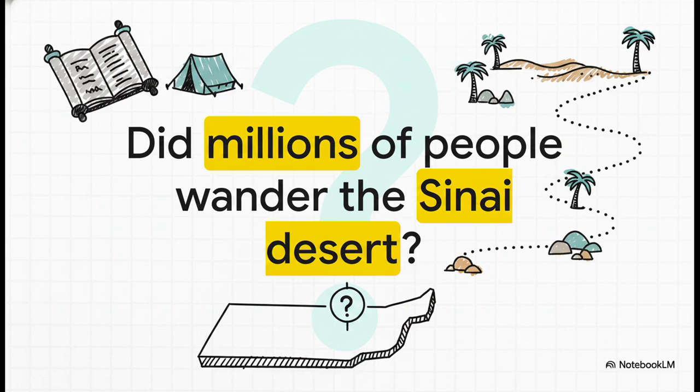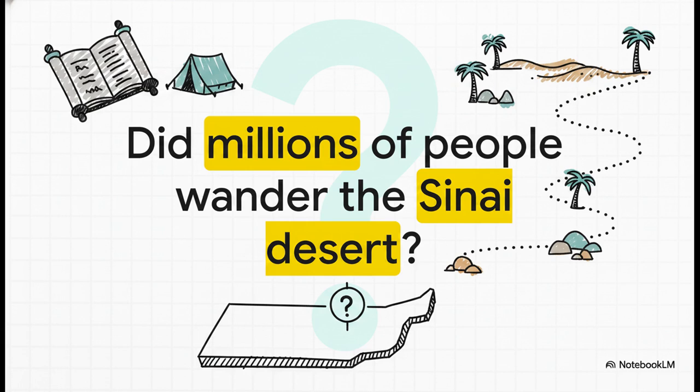Okay, here's a fantastic real-world example. The Book of Numbers. It talks about the Israelites in the wilderness, and the numbers add up to millions of people. For modern historians, this is a huge logistical and archaeological puzzle. I mean, how would that even work?